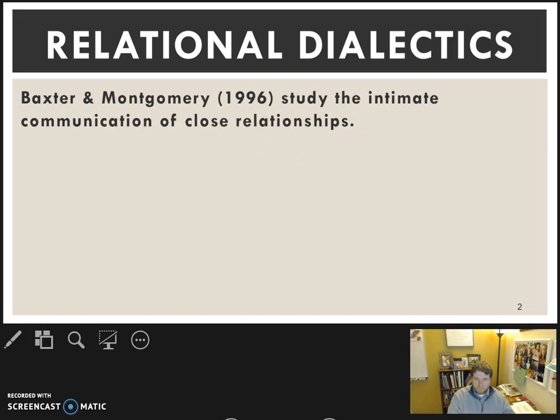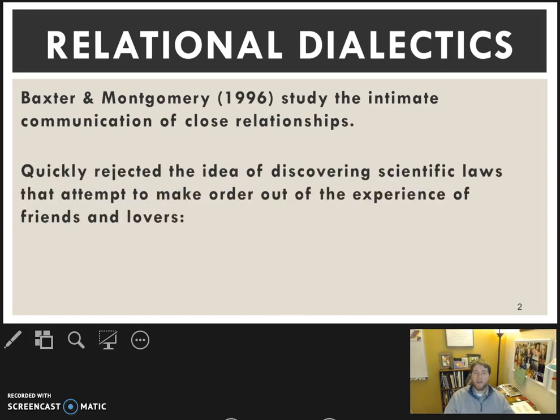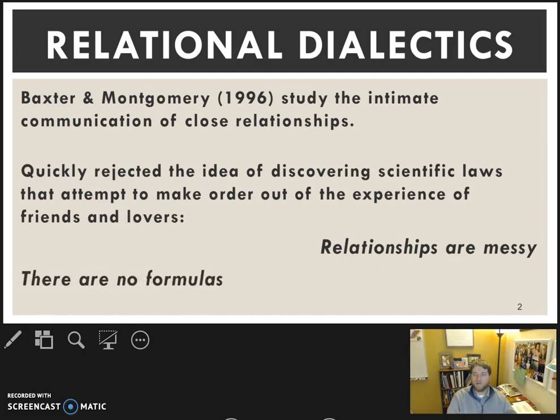Baxter and Montgomery do a really great job unpacking this. They reject the idea of discovering a scientific law. Some of these prior theories were trying to discover scientific laws. We were talking about uncertainty reduction. We've talked about social penetration so far. We haven't done social exchange. Social exchange was all about laws and trying to find equations, okay, which you'll see. And there's truth there too, okay? So Baxter and Montgomery say relationships are messy, okay, and there are no formulas. Now, one of our theories, and we haven't done it yet, but we will, actually has a formula. And it doesn't mean the formula is wrong, okay? Ultimately, we have to take a contradictory look at relationships to really understand how they work, okay?